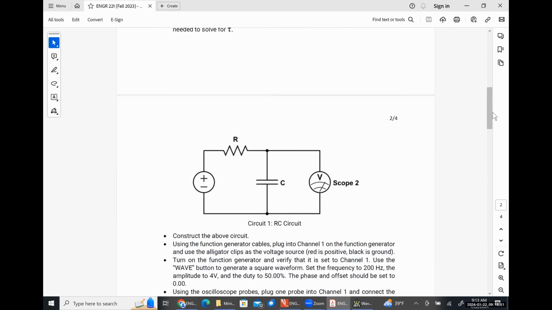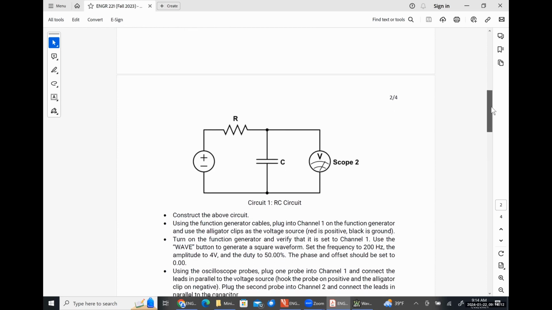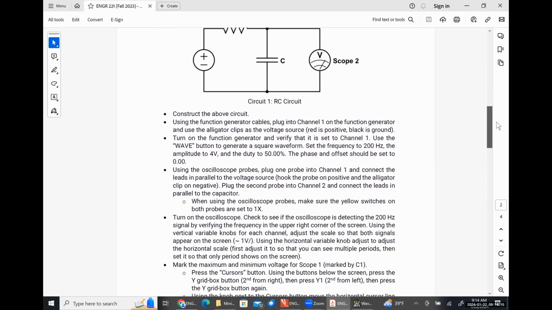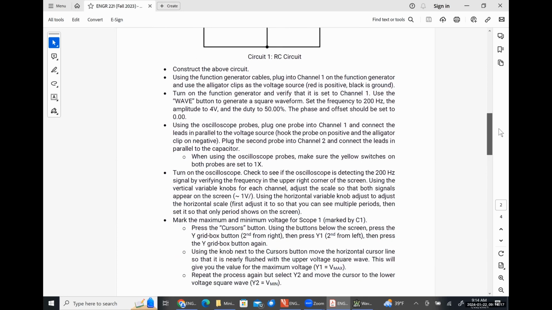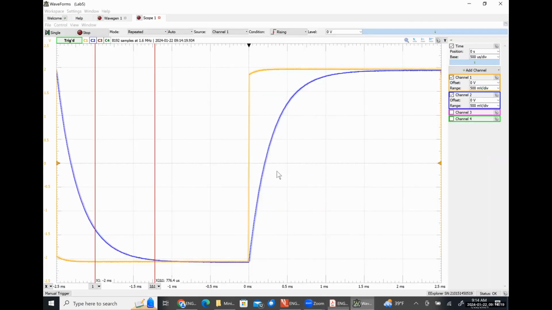Then our goal is to construct this very simple circuit that contains a resistor in series with a capacitor. Circuit is constructed. All of that kind of good stuff. We're going to be playing around with the oscilloscope. So let me pull up the waveform thing here. That's not what I wanted to have happen.